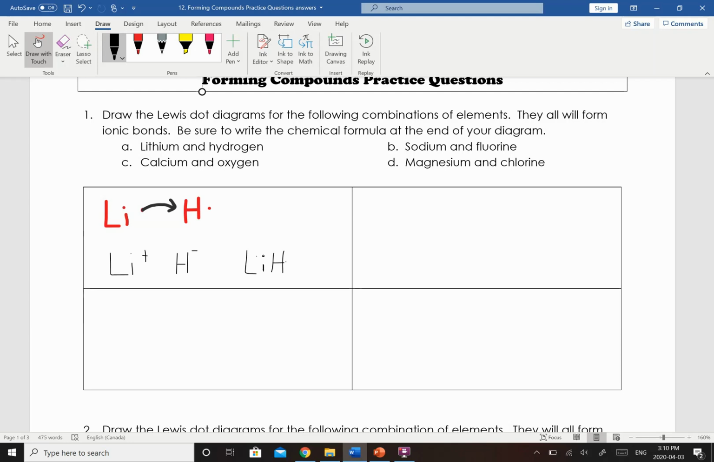Next one is sodium and fluorine. So we have Na with its 1 valence electron, and we have fluorine with its 1, 2, 3, 4, 5, 6, 7. We'll have fluorine stealing the valence electron, so we end up with Na plus and F minus. And we have our final formula of Na.